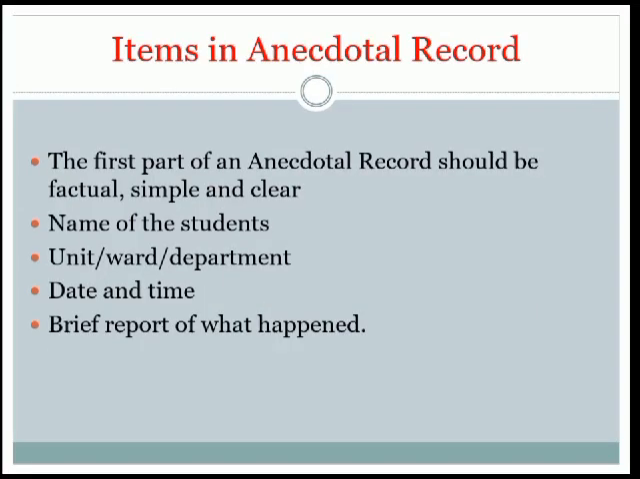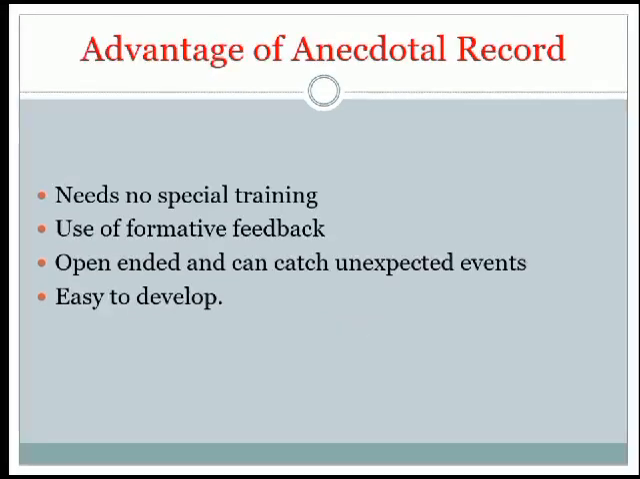There are five items in anecdotal record. The first part of an anecdotal record should be factual, simple, and clear. Second is name of the students. The third is the unit, ward, or the department. Fourth is date and time. And lastly, it is a brief report of what happened.